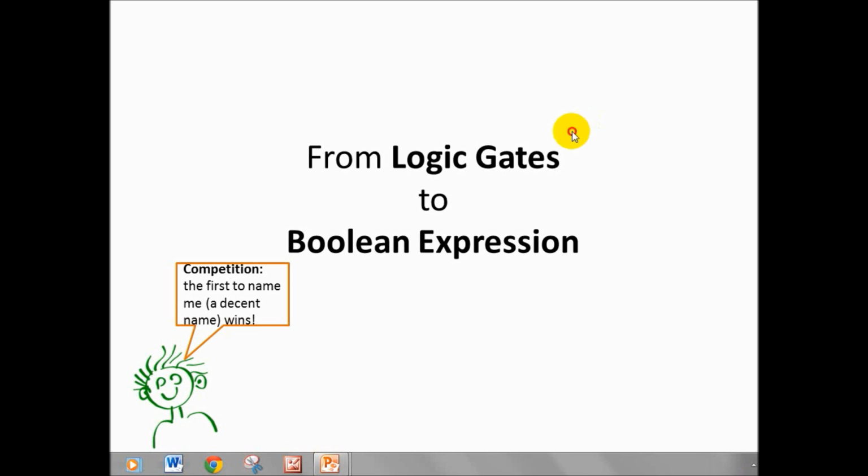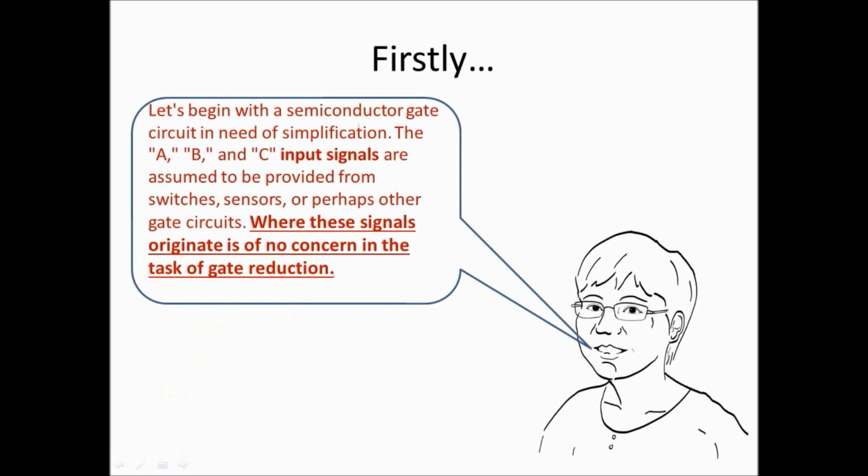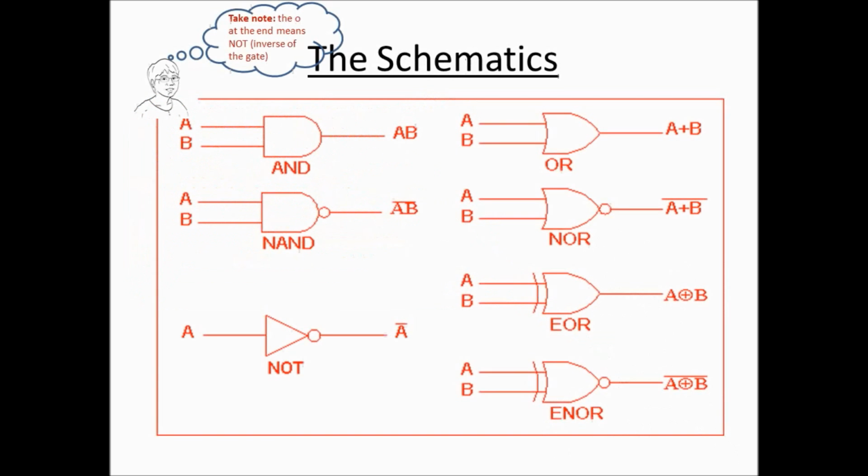Alright, we are going to go from a logic gate to a Boolean expression first of all. So let's see what we start with. Firstly, we're going to imagine that there's a semiconductor gate circuit and it needs simplification. So we're going to use variables A, B, and C. Those are the input signals, and they're assumed to be provided from switches, sensors, or perhaps some other circuit. But where these signals originate from is of no concern to the gate. All we've got to do is look at what we've got and do what's called gate reduction: turn it into an expression and then simplify the actual gate.